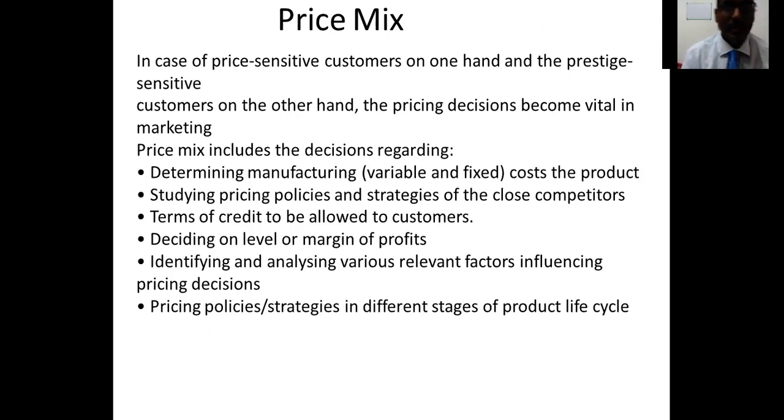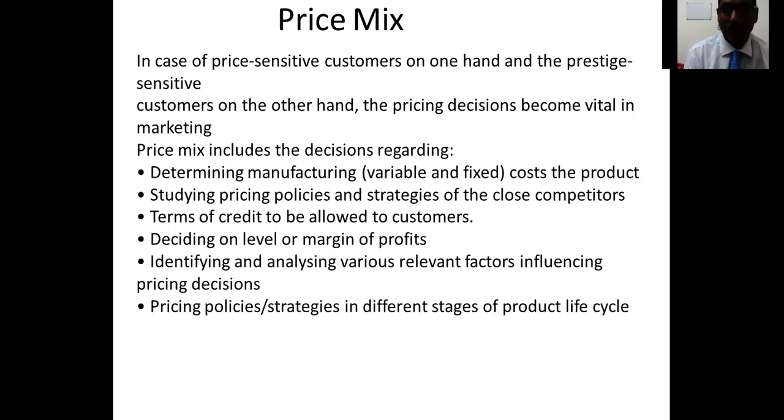In the case of price sensitive customers on one hand and prestige sensitive customers on the other hand, the pricing decision becomes vital in marketing. So the pricing mix includes the decision regarding determining the manufacturing cost, both variable and fixed cost of the product. That's the first factor. Then studying the principal policies and strategies of close competitors is the second one. So what strategy are our competitors using to fix the price?